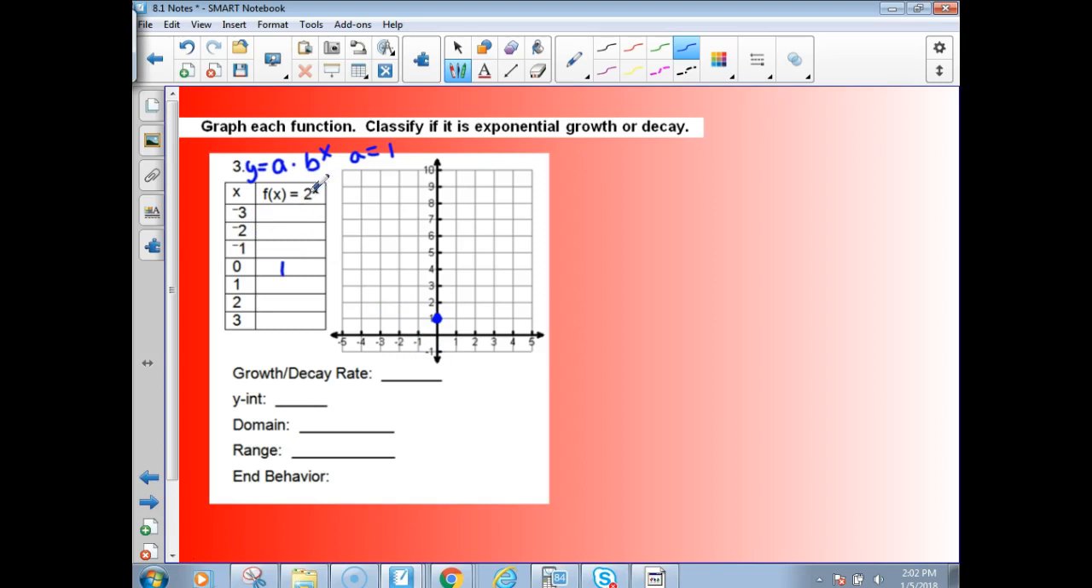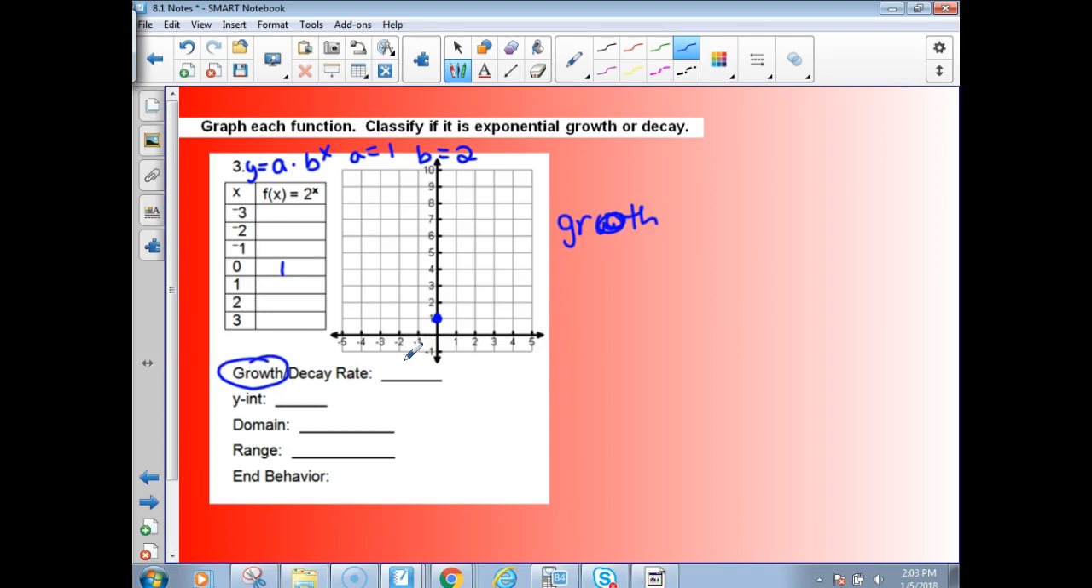Well, let's check if that's true. 2 to the 0 is 1, okay. The b value here is 2, which is greater than 1. So this should be growth. That makes the b value greater than 1, so this is a growth.